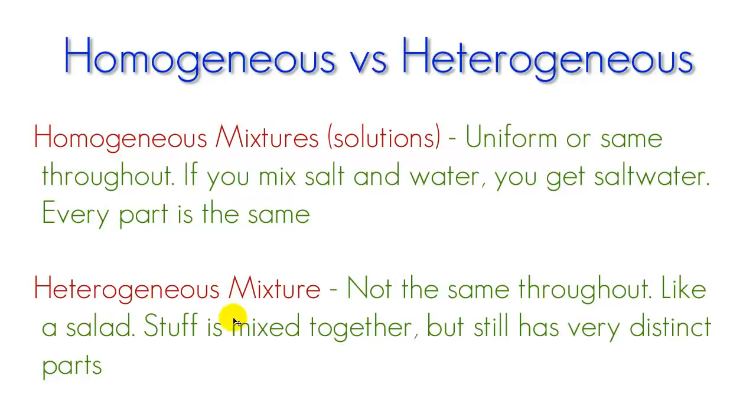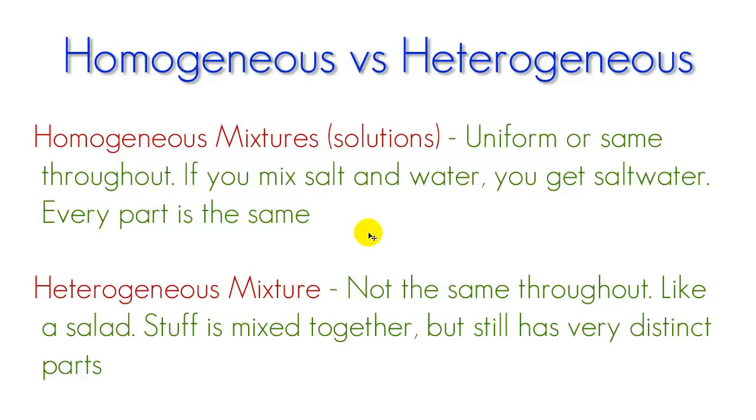However, a heterogeneous mixture is a little bit different. It is not the same throughout and it's not uniform. Think of this as like if you went to McDonald's and you got one of those delicious chicken salads, you would have chunks of chicken in it, and you would have some lettuce. Hopefully, not too much lettuce. That's gross. We want the chicken and maybe some mayonnaise in there. Why not? Throw some cheese in there. So you pretty much have a bunch of stuff mixed together, but it still has very distinctive parts.